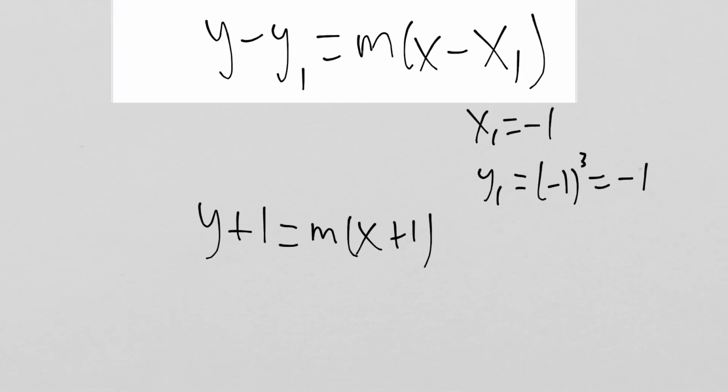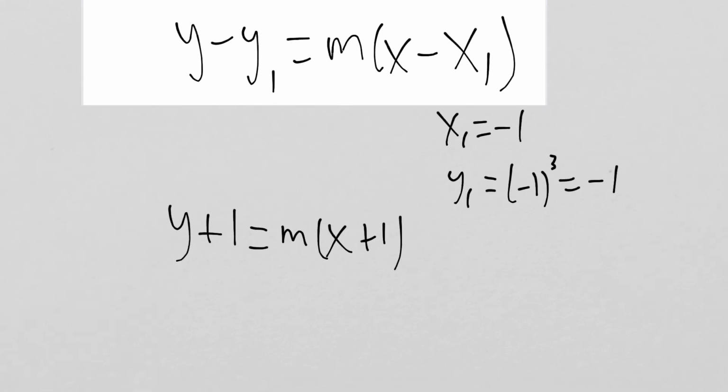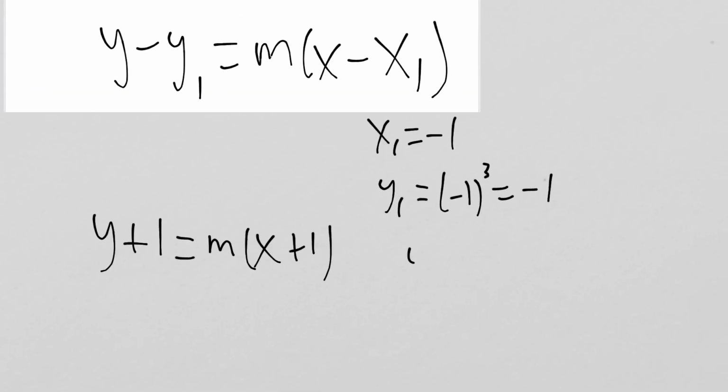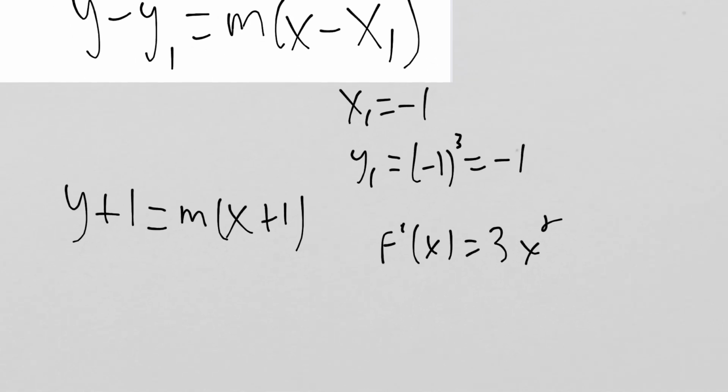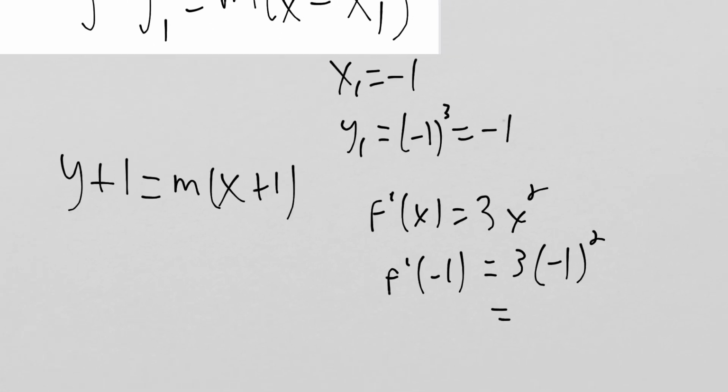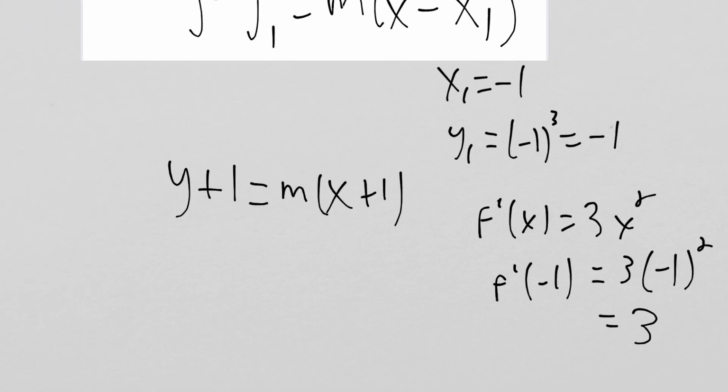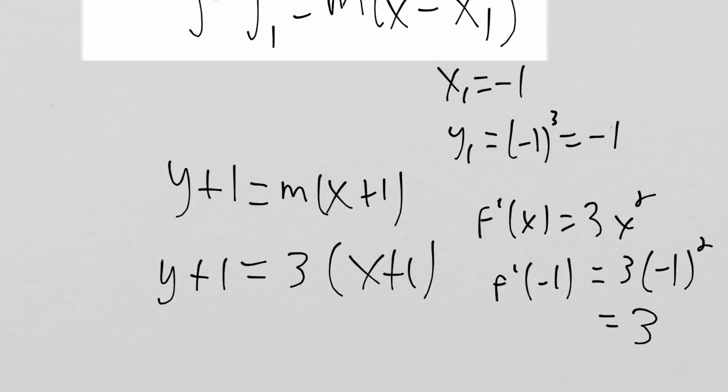And now we just need to know the slope of x cubed at x equals negative 1. So we are going to use y prime, the derivative of y, or I guess this is defined as f of x, so we'll say f prime of x equals 3x squared. So then I want to know what f prime of negative 1 is, and that's going to be 3 times negative 1 squared, which is going to be positive 3. So now my final equation of my tangent line is y plus 1 equals 3 times x plus 1.